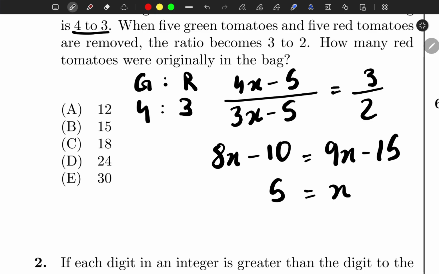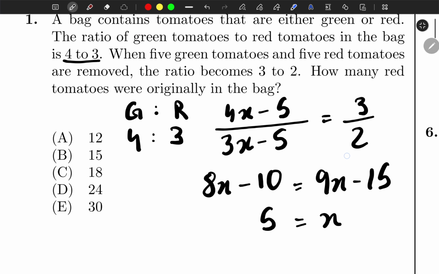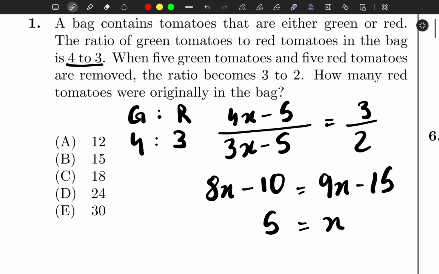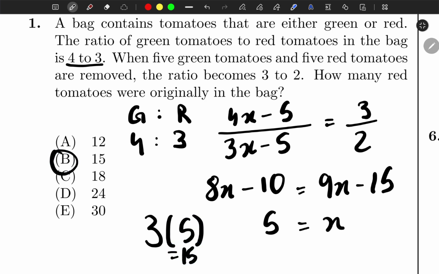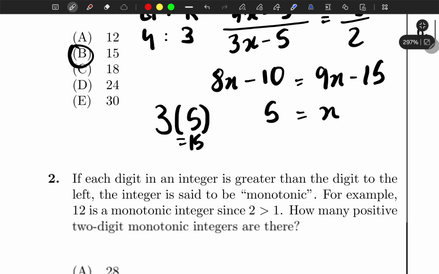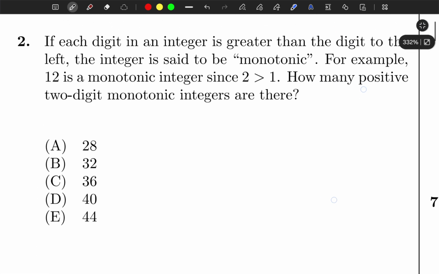So now what we can do is multiply this 5. The original amount of red tomatoes that we had, those were 4x, right? No, they were 3x. So we can just replace x over here with 5, and that should give us 15, and I believe this should be the answer. Alright, that was also an interesting question.